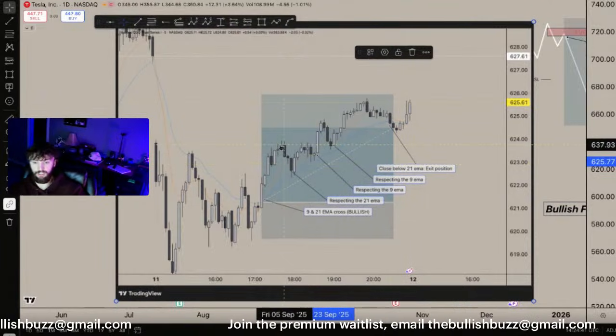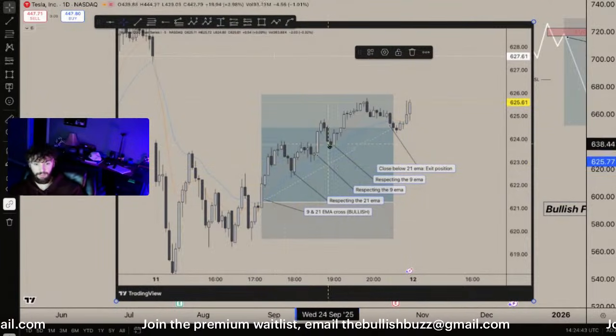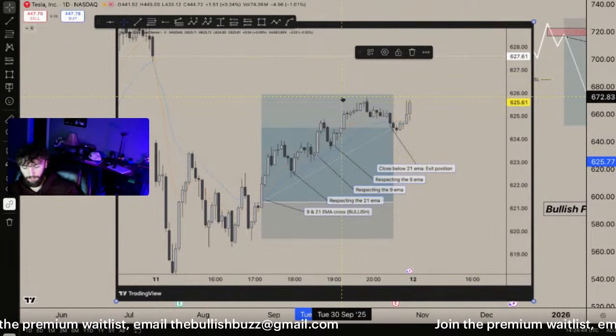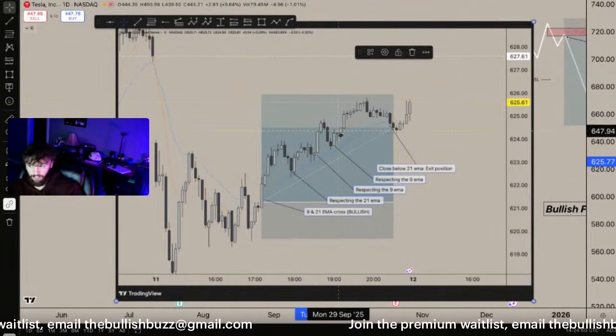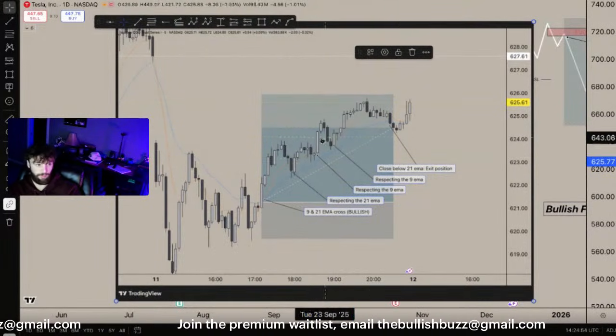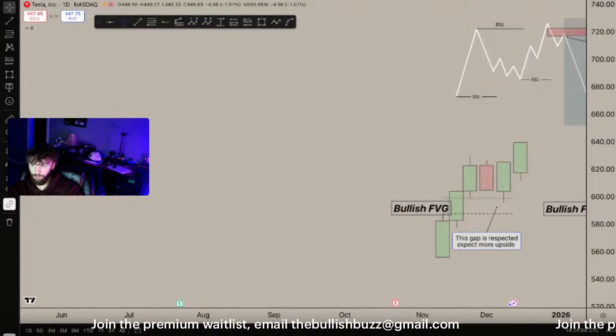But once you see that you're holding and continuing to respect these EMAs, that is a good sign that you can continue higher for the time being. It's a very, very simple strategy. That's literally it. Expect price to bounce off of them, and if they don't, then expect weakness, and so on and so forth.